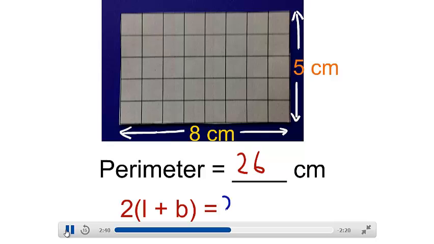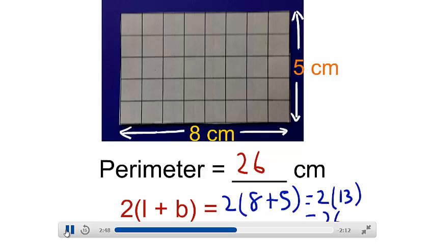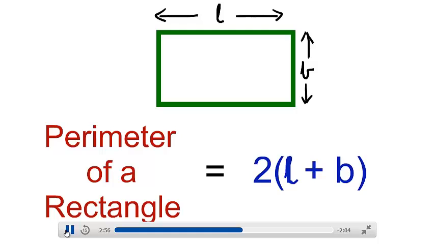Is it not equal to 2 times (8 plus 5)? That is 2 times 13. That is nothing but 26 centimeters. Is it not the same answer as the perimeter we just found? Can we say that the perimeter of a rectangle is 2 times (its length plus breadth)?